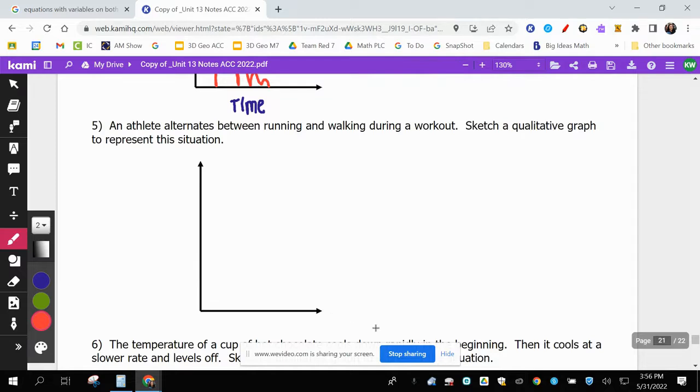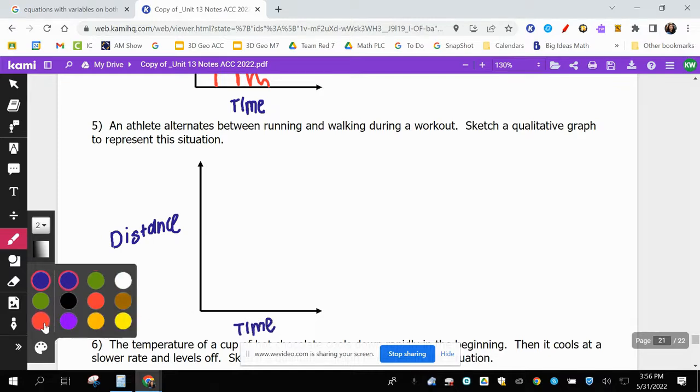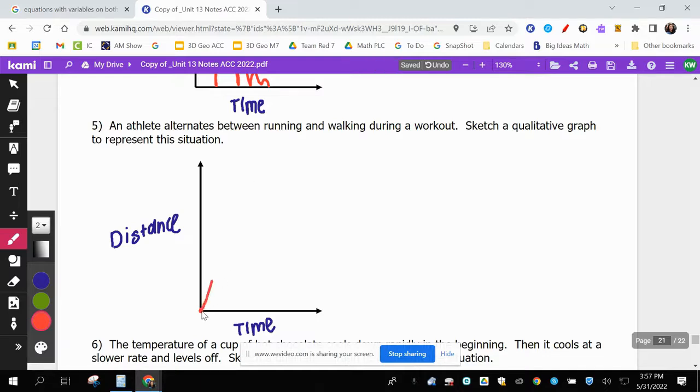An athlete alternates between running and walking during a workout. Sketch a qualitative graph to represent the situation. So since we're running and then walking, our speed is going to change. And speed is comparing distance and time. At the very beginning, your distance that you traveled is 0. And the athlete's going to run, which means the rate of change is going to be pretty fast because they're running. And then they're going to walk, which means they're still going to increase their distance, but it's going to be at a more casual rate.